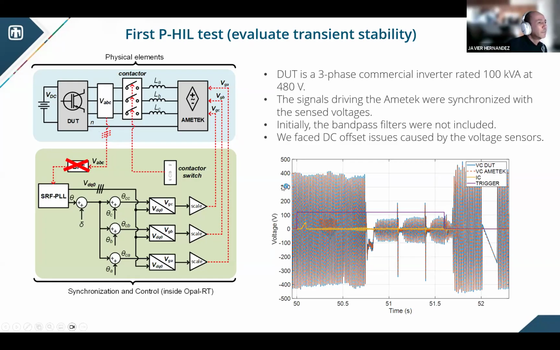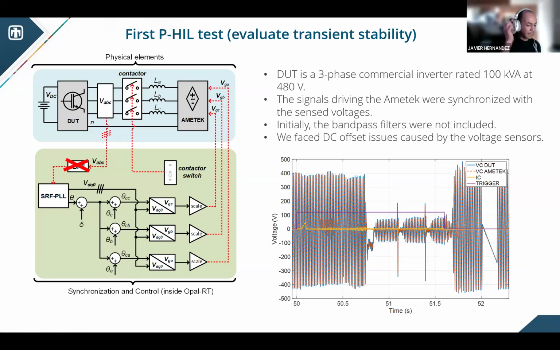And it was that we had DC offset issues caused by one of the voltage sensors that provide the voltage measurements at the inverter terminals. And that was the problem. So at that time, we didn't have a new sensor. So we gave it a try by introducing this bandpass filter in between the sensor and the synchronous reference frame. And this was implemented at software level or in the simulation.